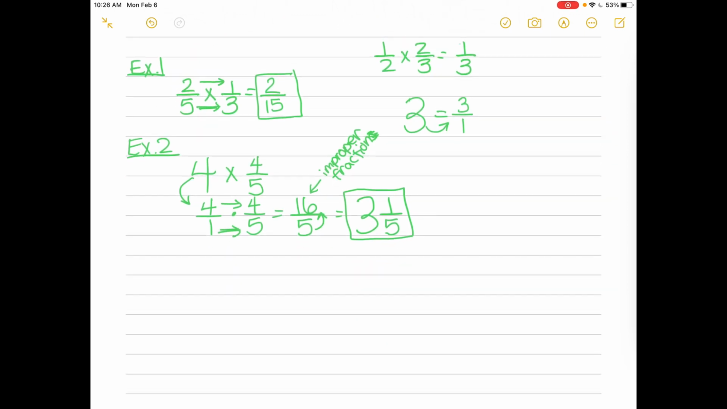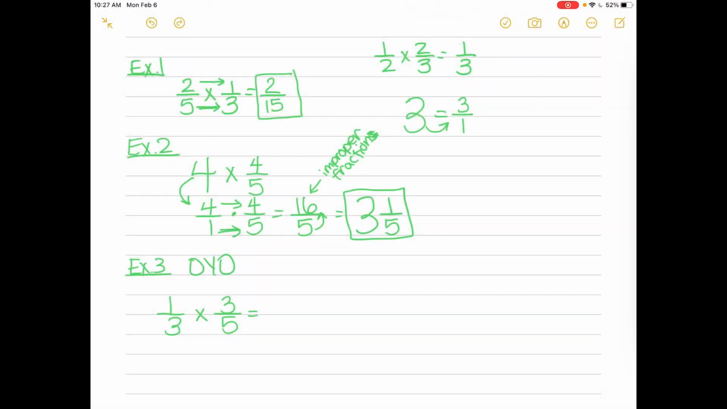And now example 3, we're going to do this one on your own. So on your own, I want you to do 1/3 times 3/5. Okay, so hit pause, solve that problem on your own. Remember to simplify, and then hit play and watch me answer it and see if you got the same answer.